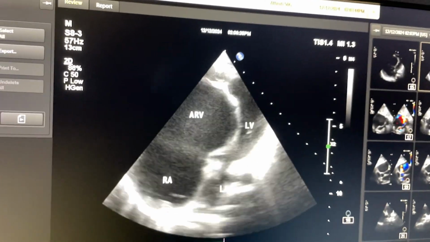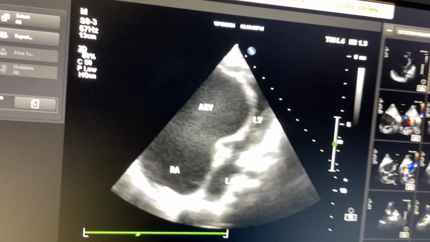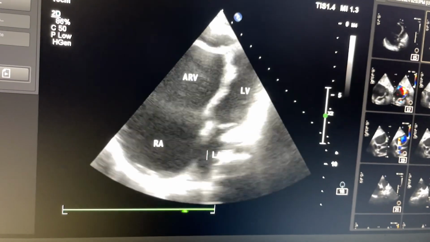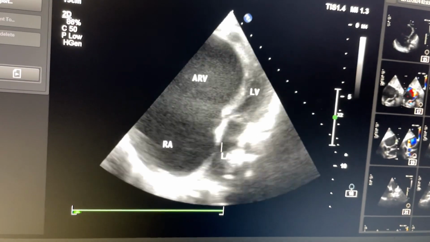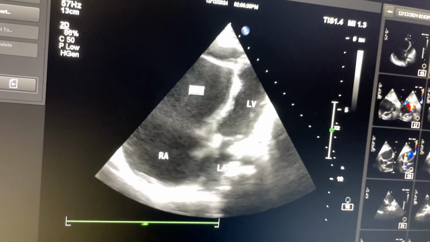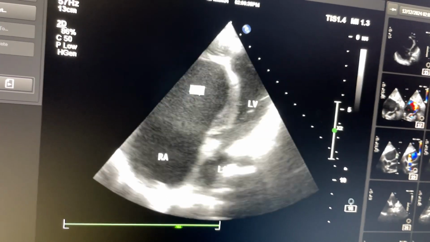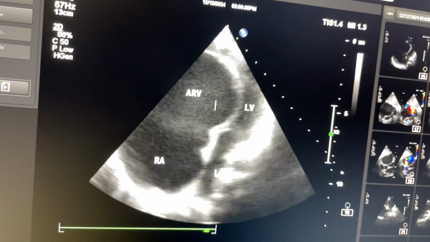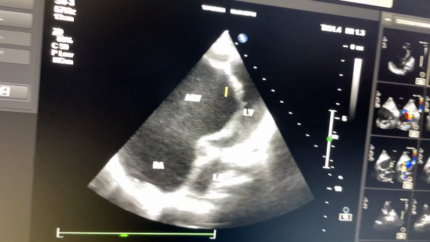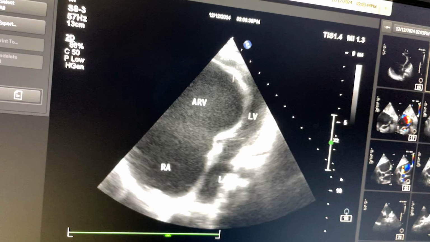This is the case of Ebstein's anomaly. You can see this is left atrium, left ventricle. This is right atrium. This is atrialized right ventricle. The part of right ventricle that is atrialized because the tricuspid valve has shifted towards apex. You see the septal leaflet especially has shifted towards apex.